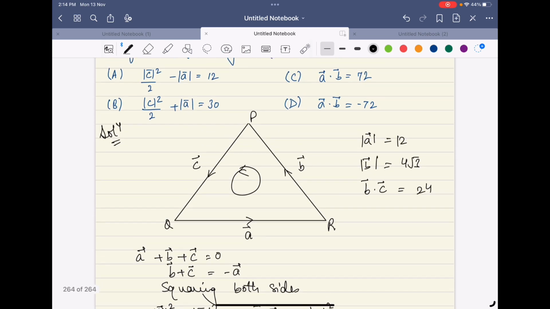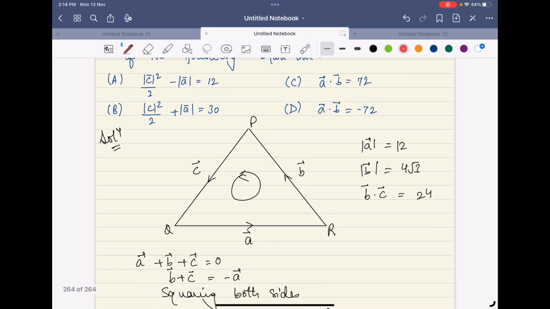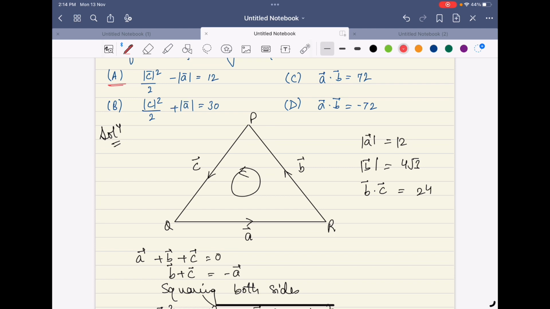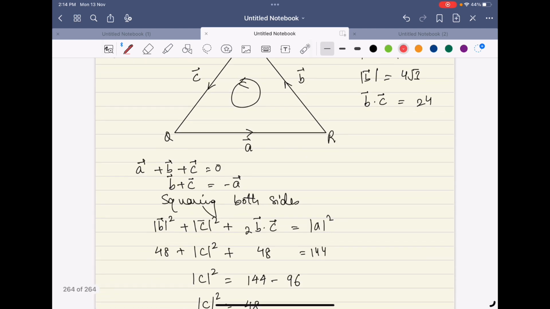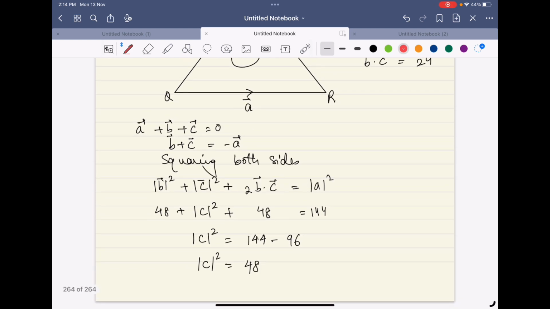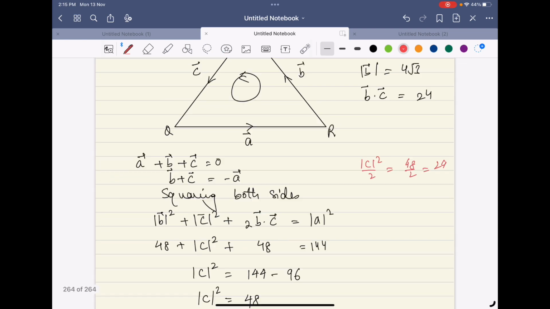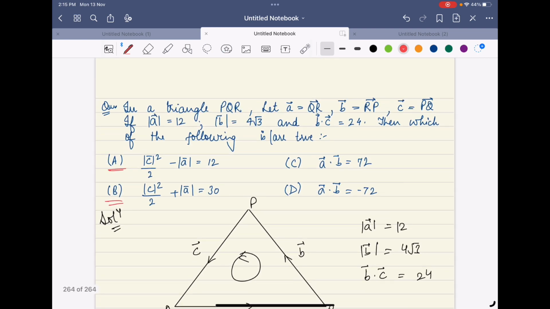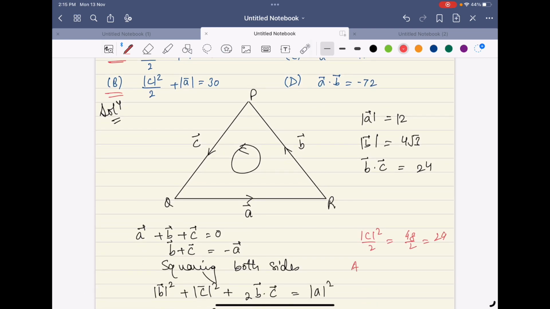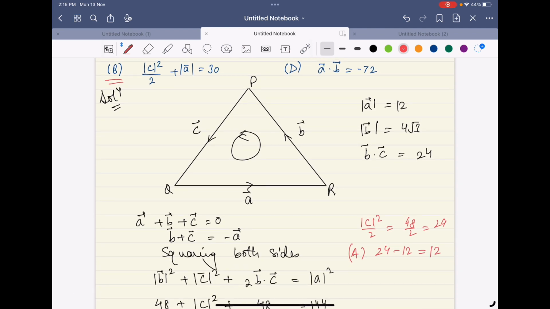Now let's try to solve it by options. The first and second options are similar to each other. Mod of C square is already 48, so mod of C square by 2 would be 48 divided by 2, which is 24. Now in the first option, it is 24 minus mod of A, which is 12. So it comes out to be 12. So the first option is correct.